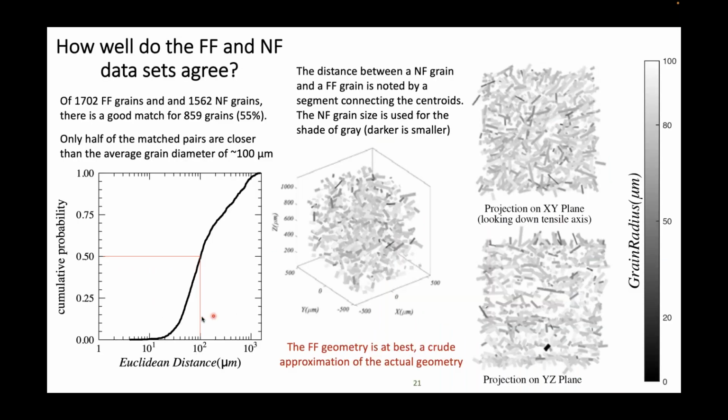So let's zoom in, but I'll first show a little bit more of the statistics of this. We don't have all that good a match between the far field and the near field data sets. Of 1,700 grains in the far field and 1,500 grains in the near field, there's a good match for only about half. And only about half of the matched pairs are close enough together to be similar to the grain size. And for the other half, the grain positions in space in the far field have wandered this way and that. These are just images of the vectors that connect the near field and the far field measurements. So the far field is at best a crude approximation of the actual geometry, and it's maybe only 50% correct.